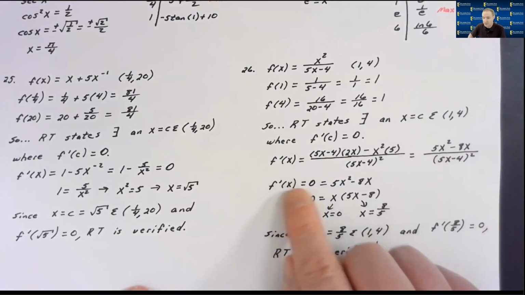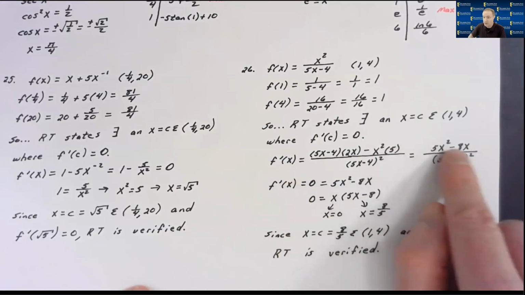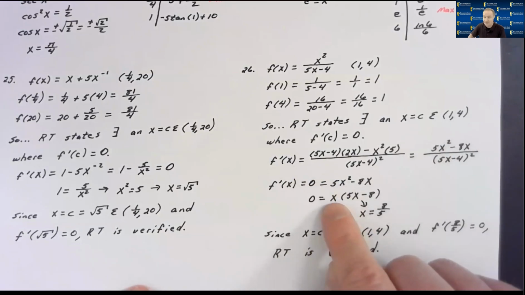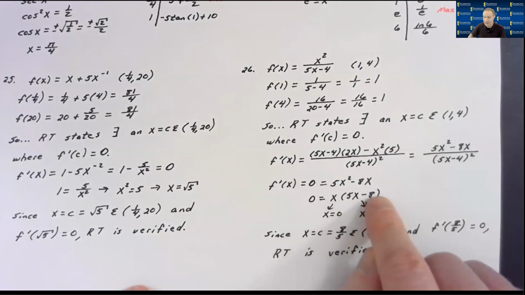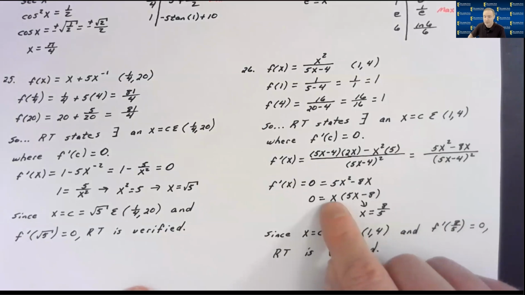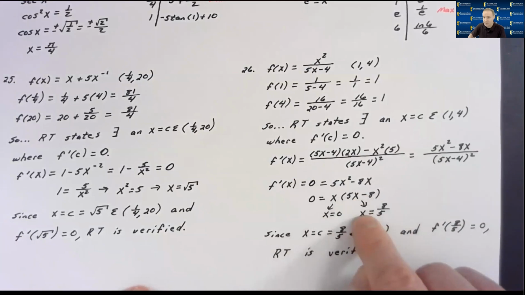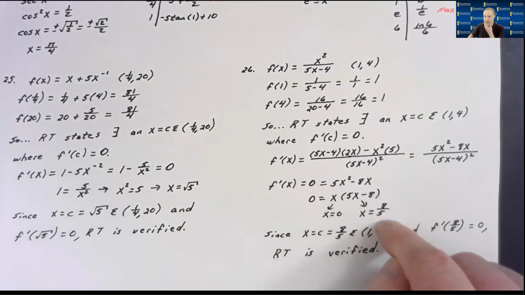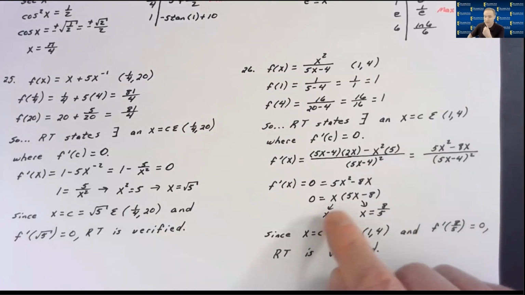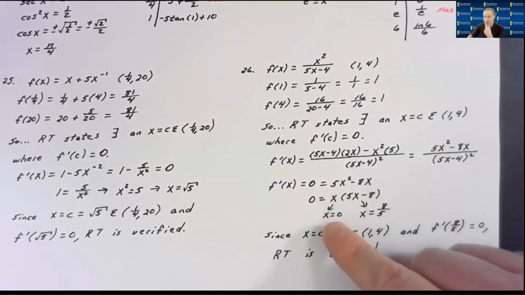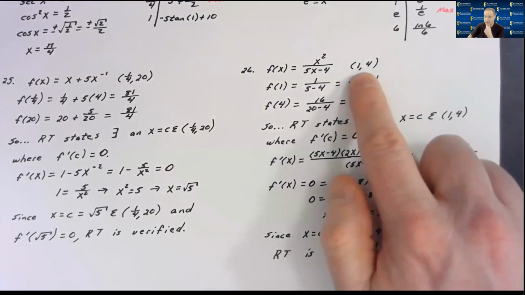Well, this derivative is going to equal 0 only when the numerator equals 0. So I set the numerator equal to 0. I can factor that numerator, and it would factor to be x times 5x minus 8. Now, using the zero product property, this tells us we have critical points at x equals 0 and at 5x equals 8 or x equals 8/5. So now the only critical point that's within our region and verifies Rolle's theorem is the second one. Yeah, there is also a critical point at 0, but that's irrelevant to our problem.